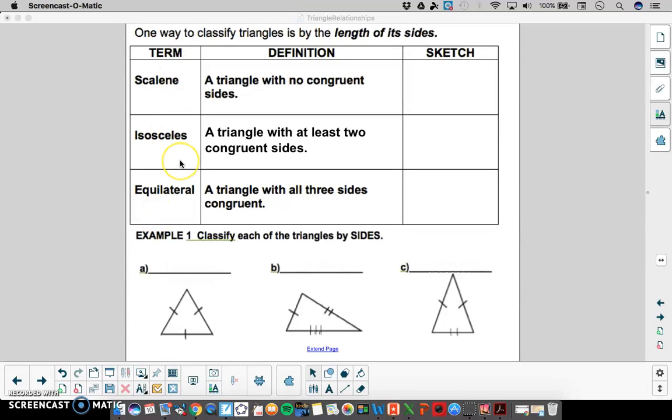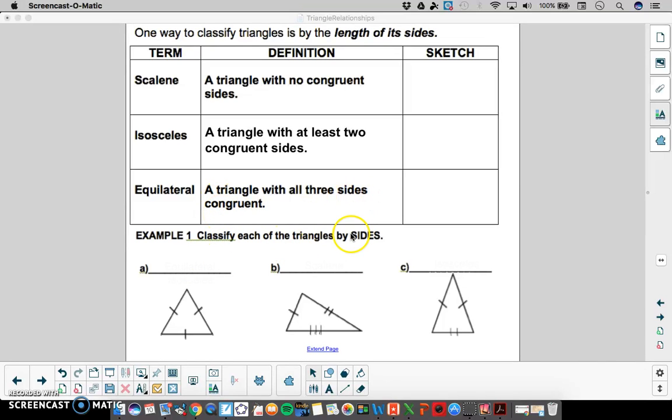So we have these side classifications. The first classification by the length of the sides is scalene triangles. That's a triangle with no congruent sides, where all of them will be different lengths. Isosceles triangles, which are triangles with at least 2 congruent sides. So it could be 2 or it could be more. Equilateral is a triangle with all 3 sides congruent.